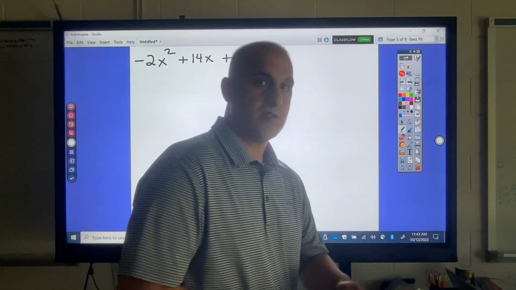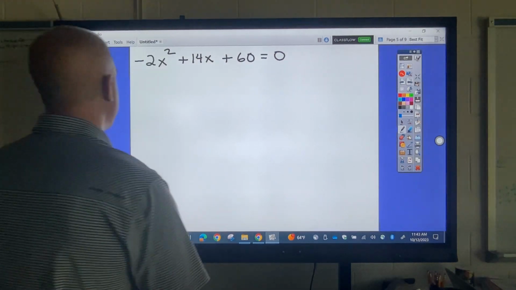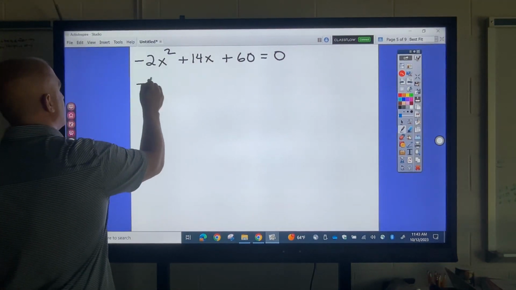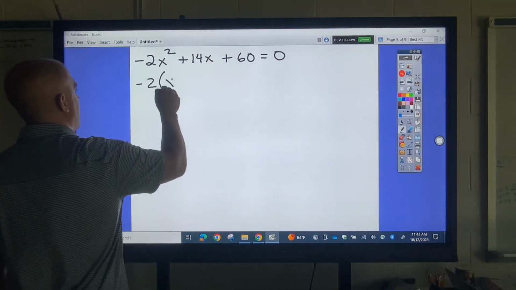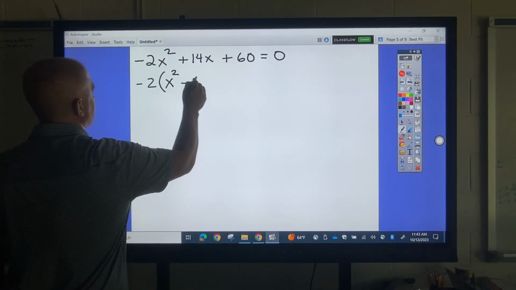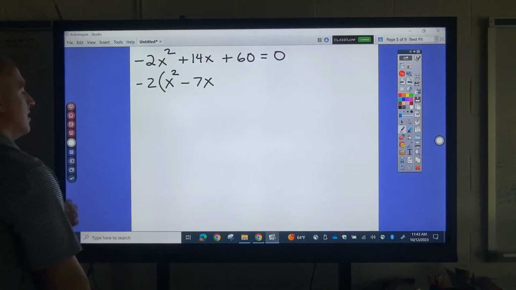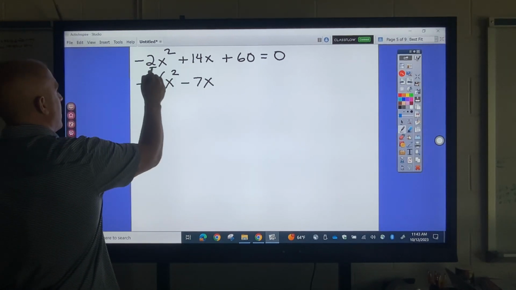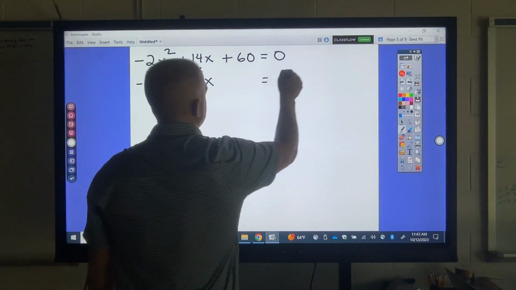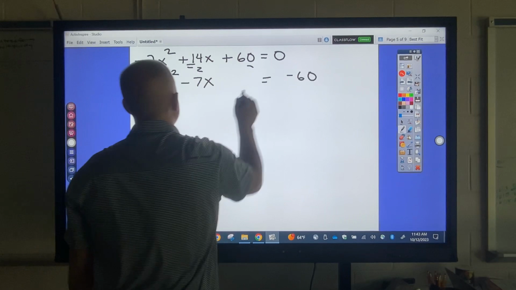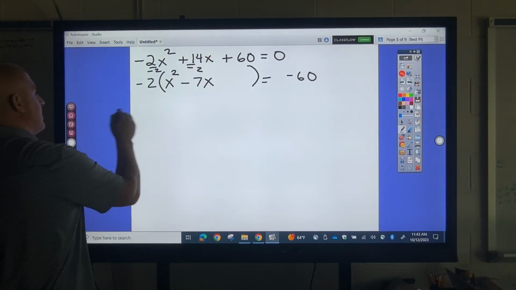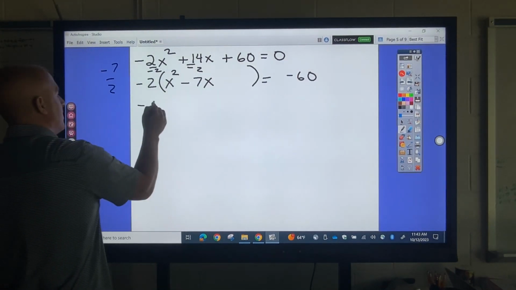I want to demonstrate one more. I take out a negative 2 in this case. That's going to be x squared minus 7x. You have to be really careful with that because you're dividing by negative 2. This over here obviously is negative 60. I take negative 7 divided by 2, which is negative 7 halves.